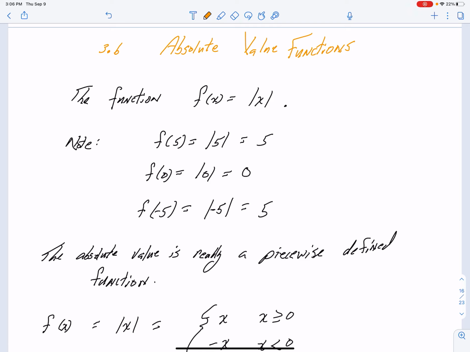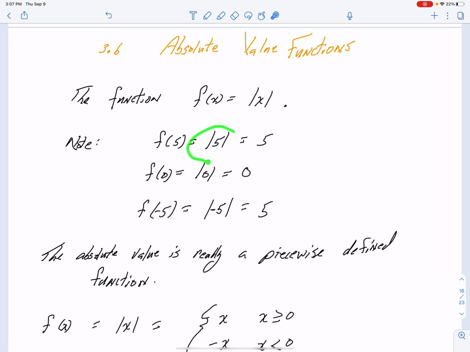All right, let's talk about the absolute value function. This is the notation. f of x is equal to the absolute value of x. So what does this mean? What does the absolute value function give you? Well, it always gives you a non-negative number.